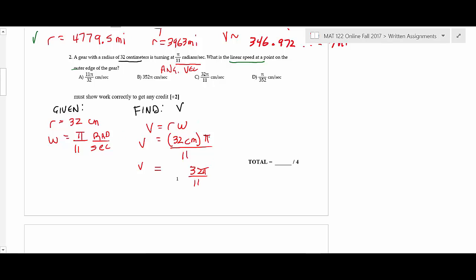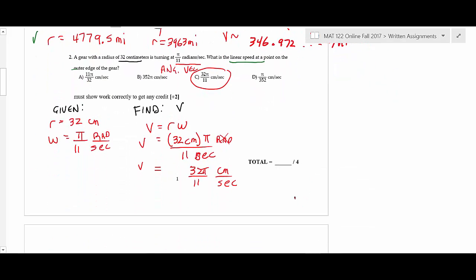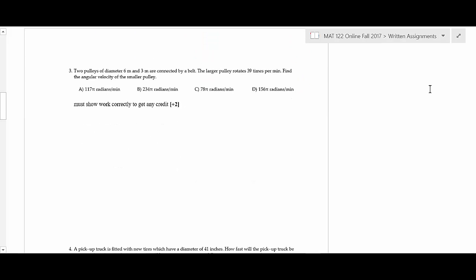And again, when I put the units in there for angular velocity, I've got radians per second. Radians is kind of dimensionless, so we have centimeters per second. So that appears to match up with choice C. Okay, so the answer to this page, you should have had B and C. That's the way your work should look on those problems. Okay, going to the next problem.